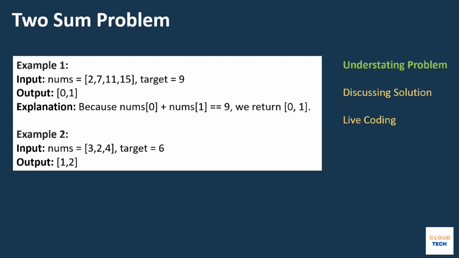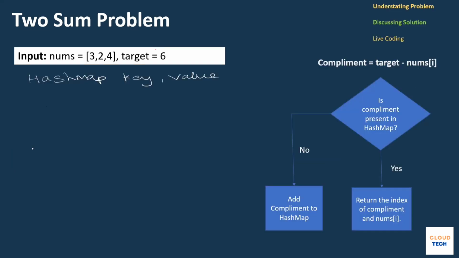So now we have completely understood the problem statement. Now let's discuss the solution. We are going to solve this problem with the help of a hash map. A hash map is a key-value pair, so we are going to utilize that to solve this problem. We are going to scan through the elements. The first element that we have is 3, the next element is 2, and then we have 4.